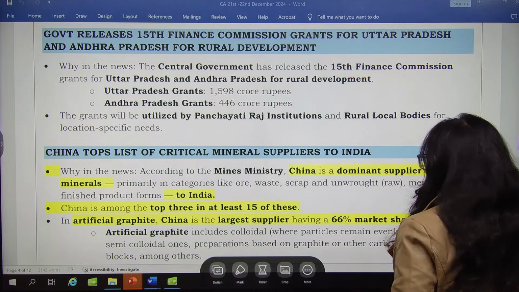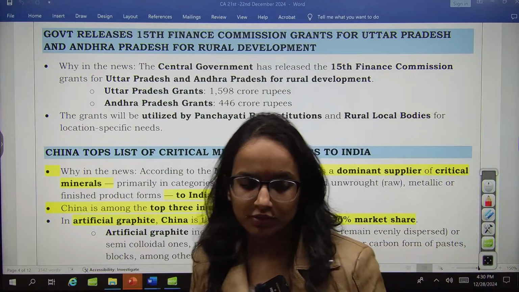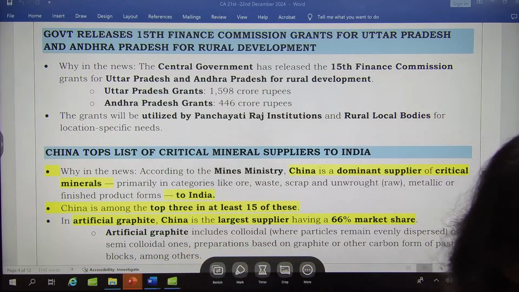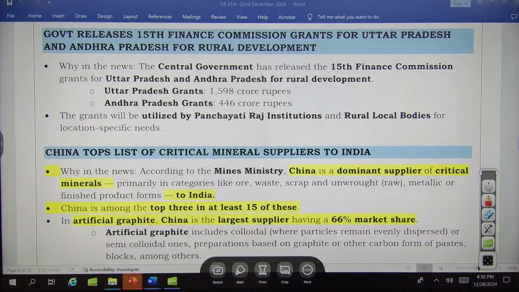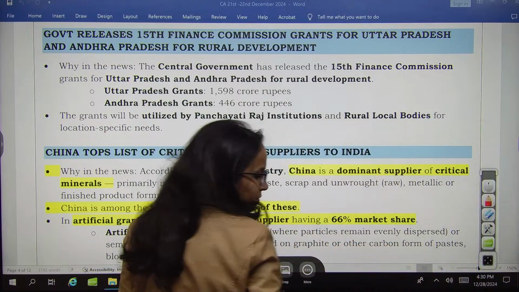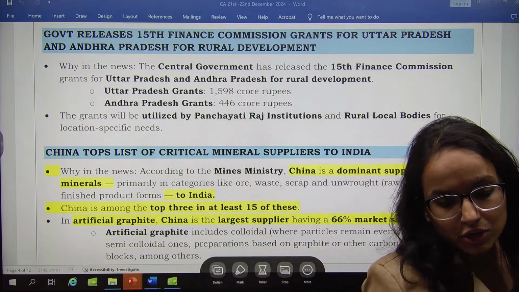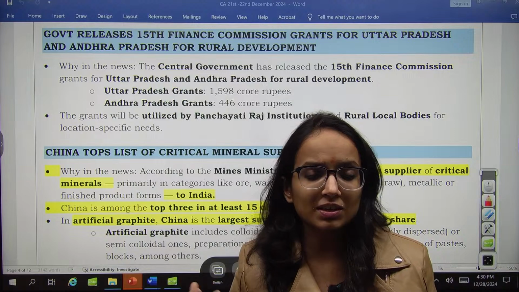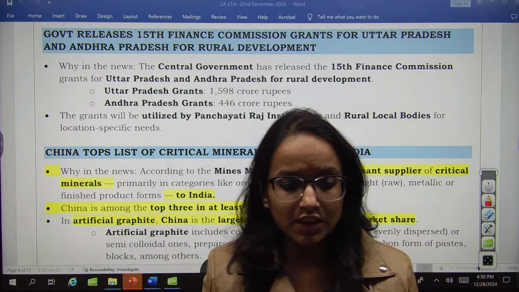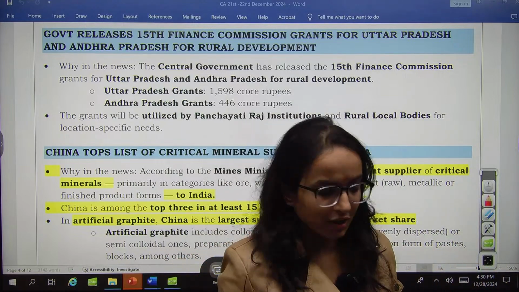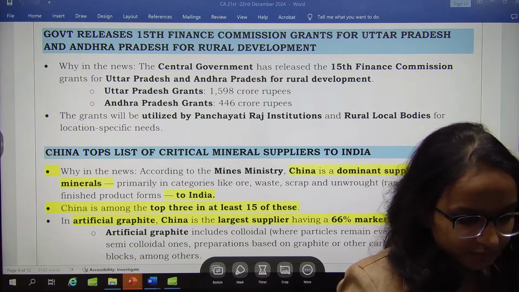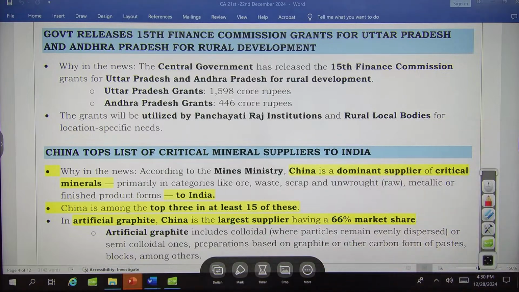And tell me quickly, who is the chairperson of 15th Finance Commission? Tell me, anyone? Who is the chair of 15th Finance Commission? N.K. Singh, right? You remember? N.K. Singh has chaired 15th Finance Commission, and the upcoming one, 2026 May, there will be 16th Finance Commission. So 16th Finance Commission will be chaired by Arvind Panagariya. You remember that? We have discussed this thing.